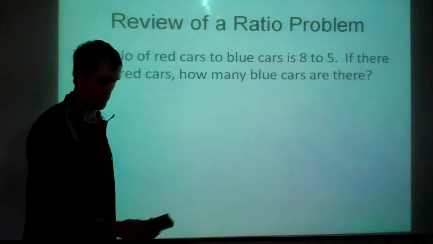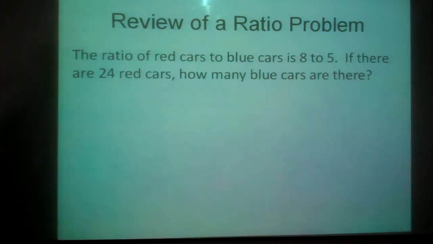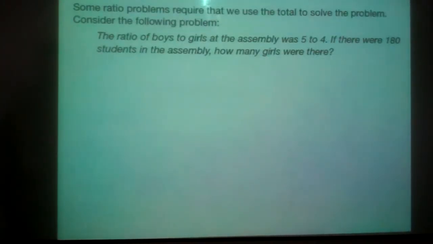And now we'll take a look at a type of problem where a total is involved. So it says, some ratio problems require that we use the total to solve the problem. So we'll consider this one. The ratio of boys to girls at the assembly was 5:4. If there were 180 students in that assembly, how many girls were there?